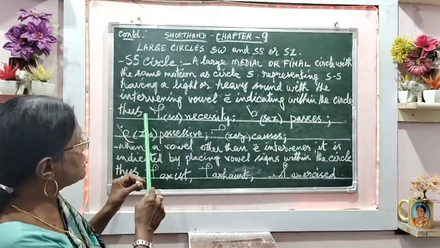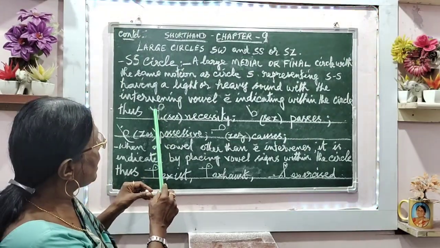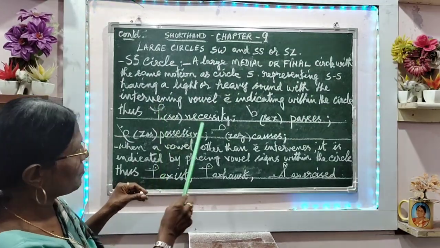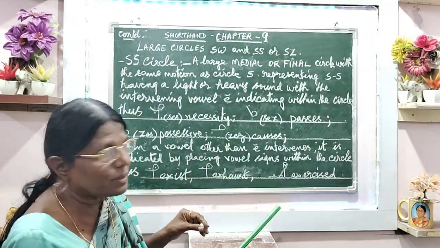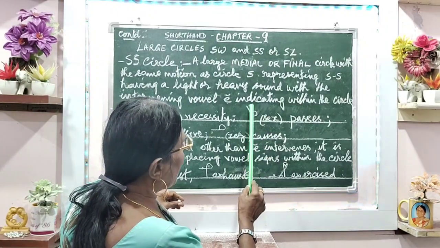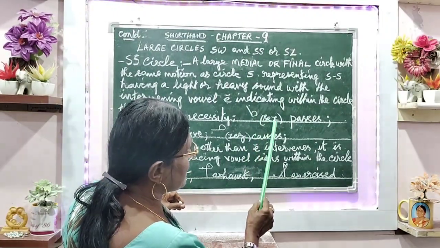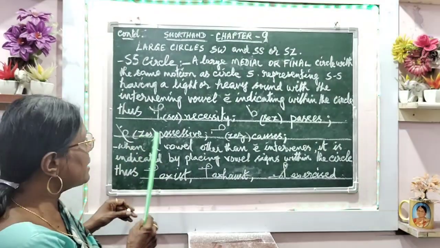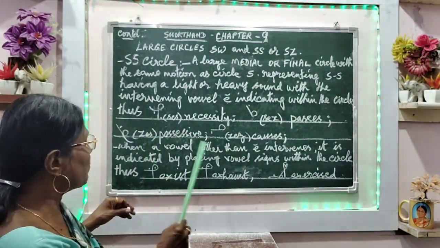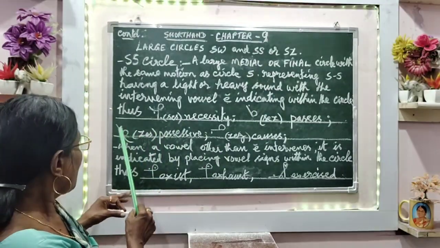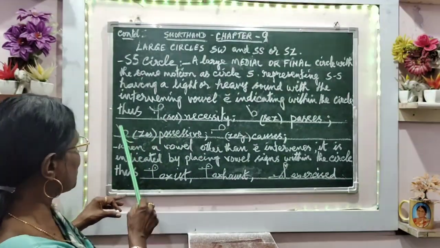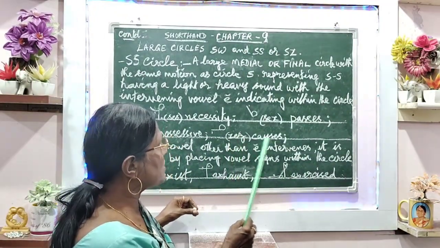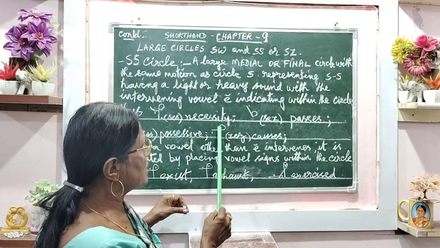For example, here it is given: necessity, necessity, ses pronunciation. And here, passes, passes. The next is zes: possessive, possessive. And here zes, causes, causes.